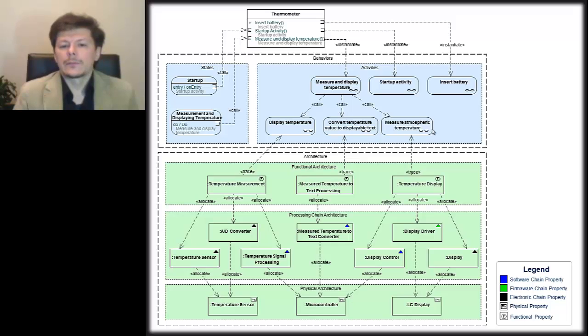This slide provides an overview, an impression of the model developed by the EnArSys methodology. You see here different system engineering aspects like the system behavior, represented by system states and activities, and the function and architecture aspects: functional architecture, processing chain architecture, and the physical architecture. All these elements are connected with each other, so you're able to build the traceability through the whole model.